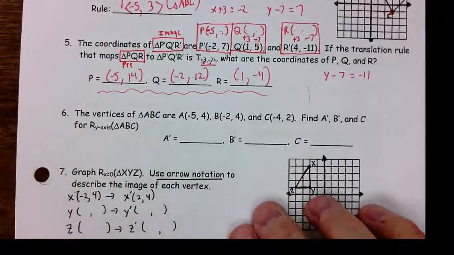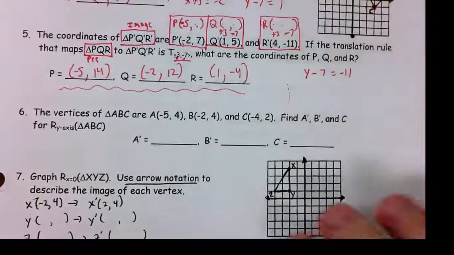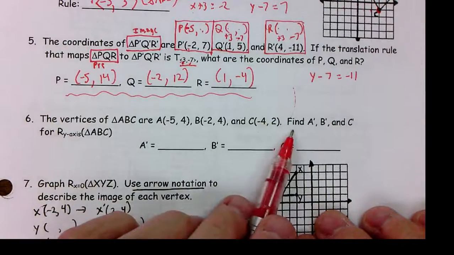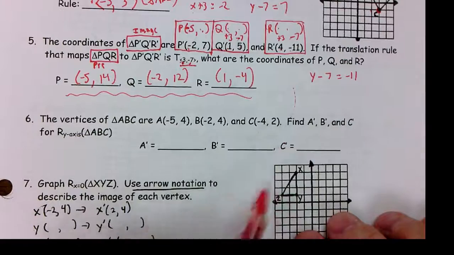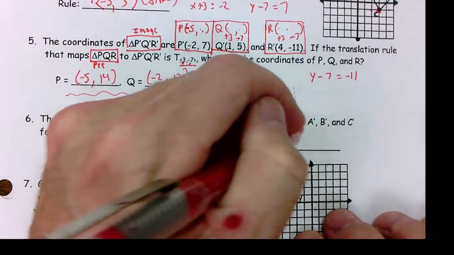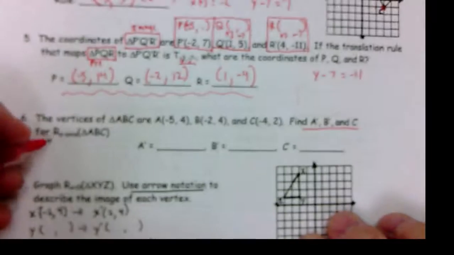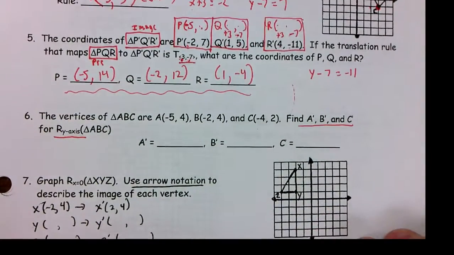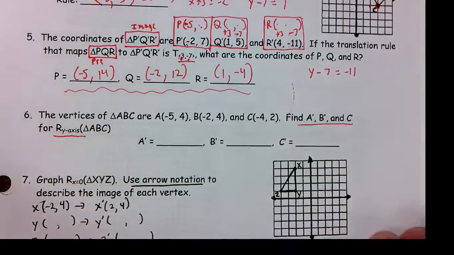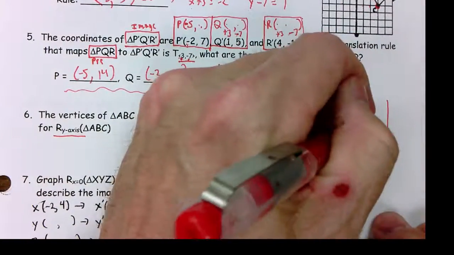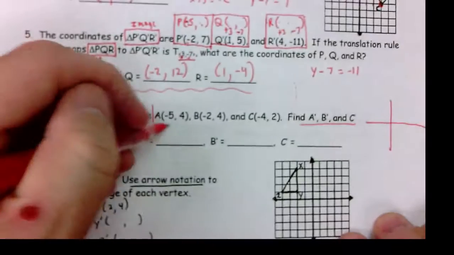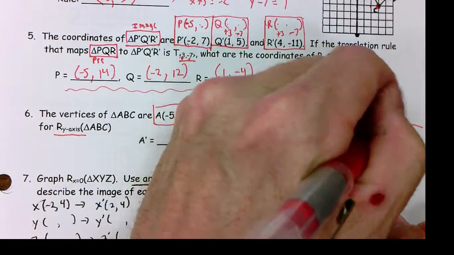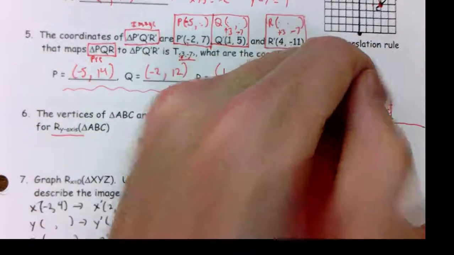Number 6. So number 6 says I have the vertices, and I want to find the coordinates of these points when I reflect across the y-axis. Since this is the y-axis, I think we can do it without a graph. But over here I'll do a little sketch. So look at point A. Point A is at negative 5, 4. Like right there.